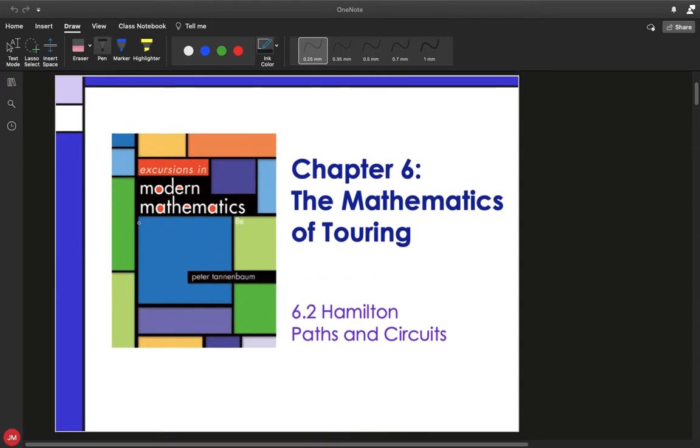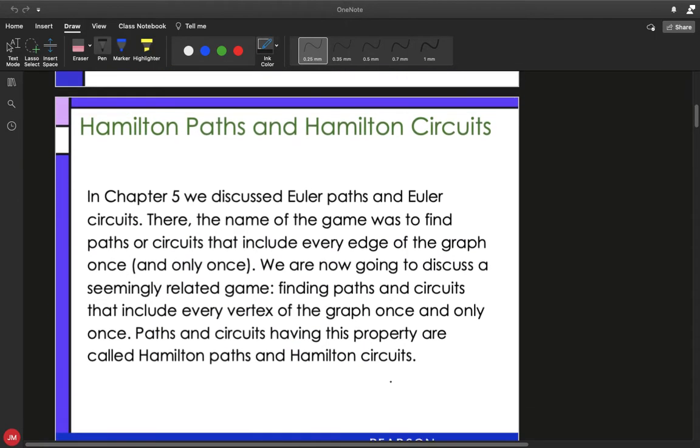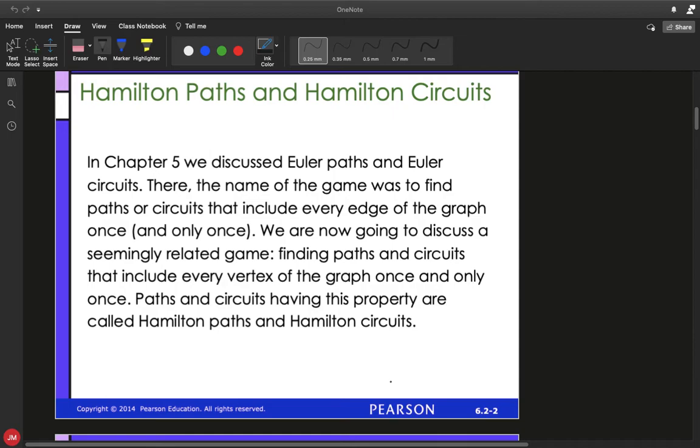So in 6.2, the main idea of this section is to talk about what are called Hamilton paths and Hamilton circuits. Obviously, in Chapter 5, we just got done talking about what are called Euler paths and circuits. These were the names that we were given when we found either a path or a circuit that included every edge of the graph, and only once. Remember, no repeats if possible.